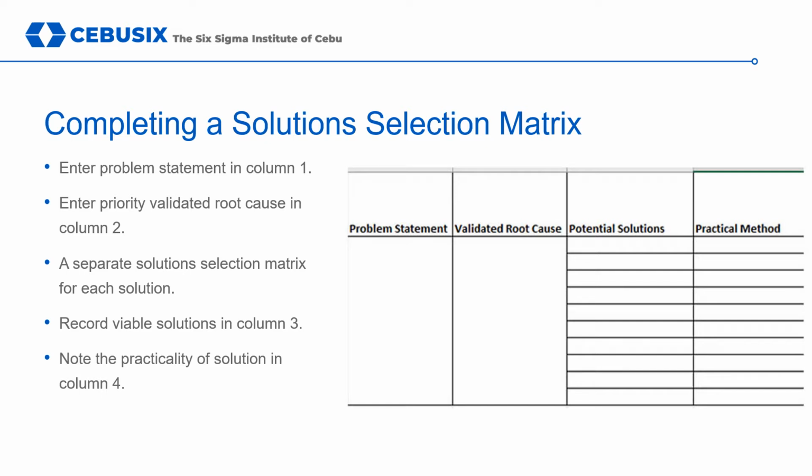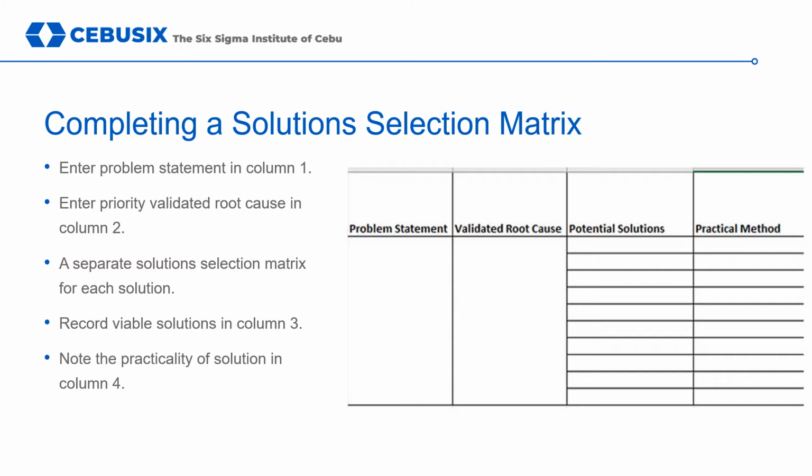A solution selection matrix can be created in Excel, and teams should work on the document together in a brainstorming capacity. It is a good idea to include the entire team, as well as relevant subject matter experts and stakeholders during solutions brainstorming. We start by entering the problem statement in the first column. This should be the final problem statement that was arrived at during the measure phase if the team decided that the statement should be altered after gathering data. Otherwise, this can be the problem statement from the define phase.